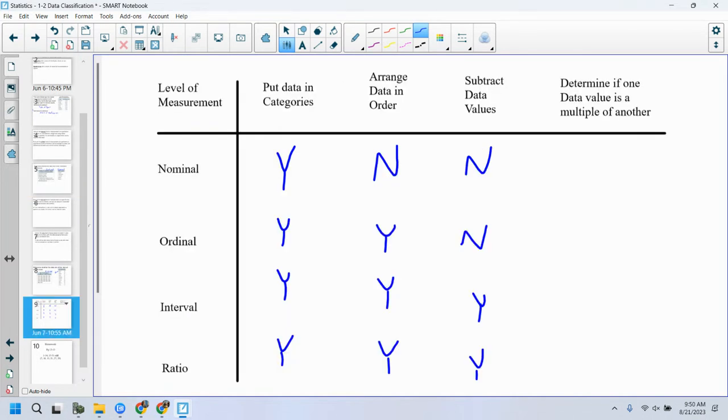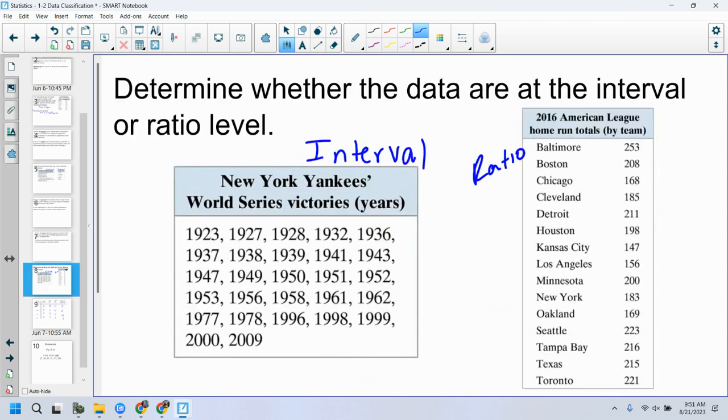And then determine if one data value is a multiple of another. That's the key characteristic of the ratio level, and that's what separates it from interval level, right? You can no longer express one data value as a multiple of another, like the Yankees wins, right? I can't say it's 1.7 times as many years. Maybe you could try to think about it in terms of the amount of years in between, but then I'm changing the actual data. The pieces of data here are the years of the Yankees wins, not the amount of time in between, just the singular years.